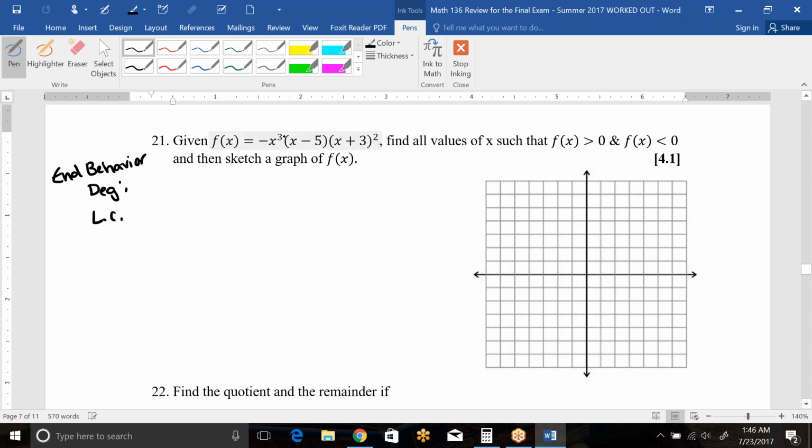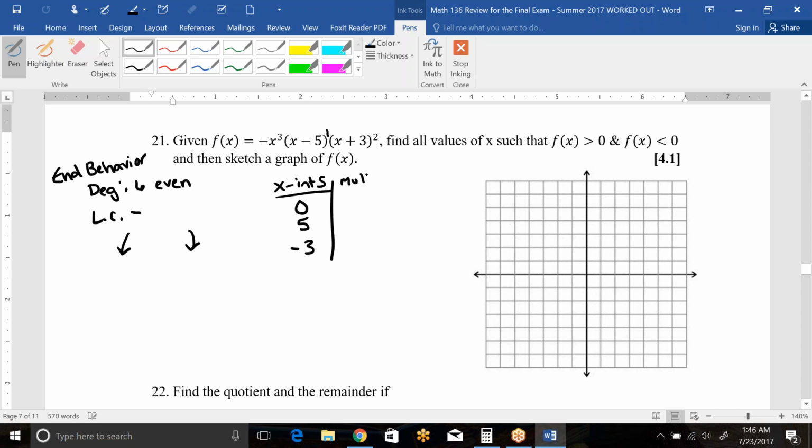So we have 1, 2, 3, 4, 5, 6. When it's factored, you have to count the powers on each piece. So that would be a degree of 6, which is even. The leading coefficient is negative, so that means that they're even and negative, so that means they're going to be down on both end values. My x-intercepts, or my zeros, are what I get when I set each part equal to 0. So x set equal to 0 would just be 0. X minus 5 would be a 5. And this would be negative 3.